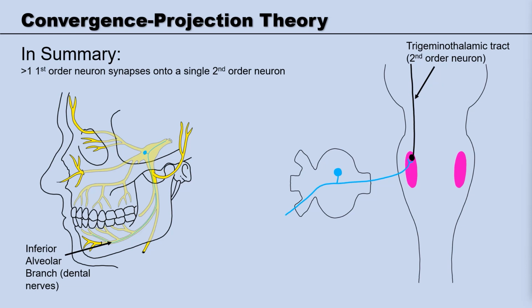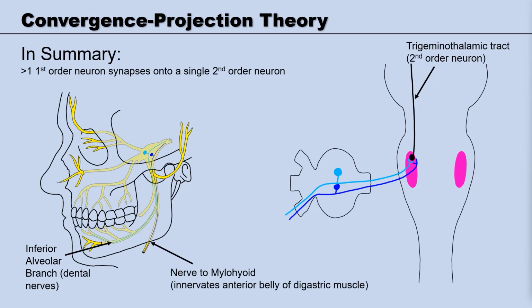The inferior alveolar nerve travels within the mandible towards the trigeminal ganglion, where its sensory cell body sits, and it passes through to the spinal nucleus where it synapses onto a second-order neuron. On the left, we can also see the nerve to the mylohyoid, which innervates the anterior belly of the digastric muscle. So it has muscular but also sensory components. We are only interested in the sensory functions today.